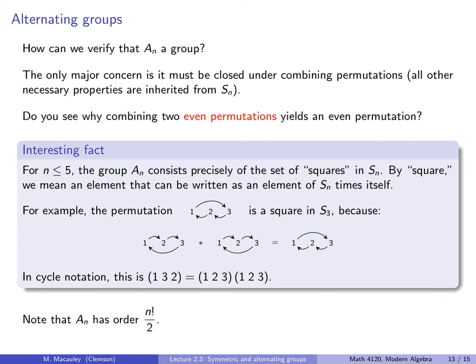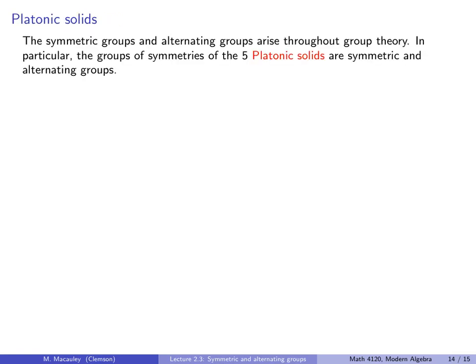Finally, note that A_n, of course, has order n factorial over 2. The symmetric groups and alternating groups arise throughout group theory and throughout mathematics in general. So in particular, the groups of symmetries of the 5 Platonic solids are actually symmetric and alternating groups.